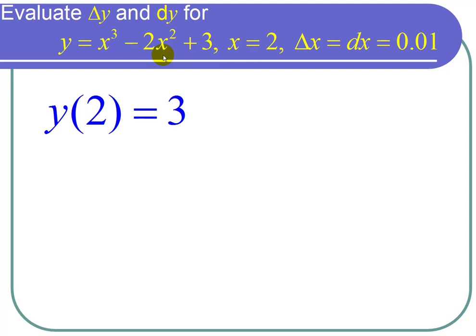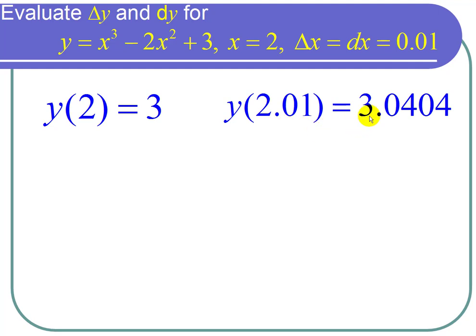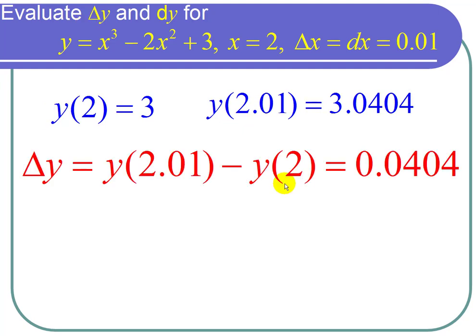That's x plus delta x, which is our final value of x. And I put that in a calculator, and I got that y of 2.01 was 3.0404. So delta y is the difference between those, or y of 2.01 minus y of 2, which is 3.0404 minus 3, or just 0.0404.